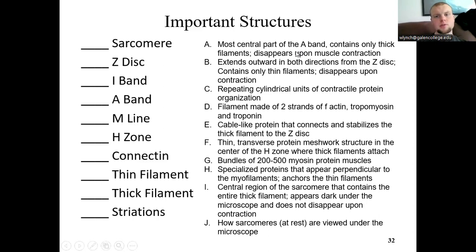H zone is A, this is the most central part of the A band, contains only thick filaments and disappears upon muscle contraction. We have the I band, which is going to extend outward in both directions from the Z disc, containing only thin filaments, disappearing upon contraction. Next, we already did M line, we did H zone. Sarcomere as a whole, I'm going to go with C, the repeating cylindrical units of contractile protein organization.